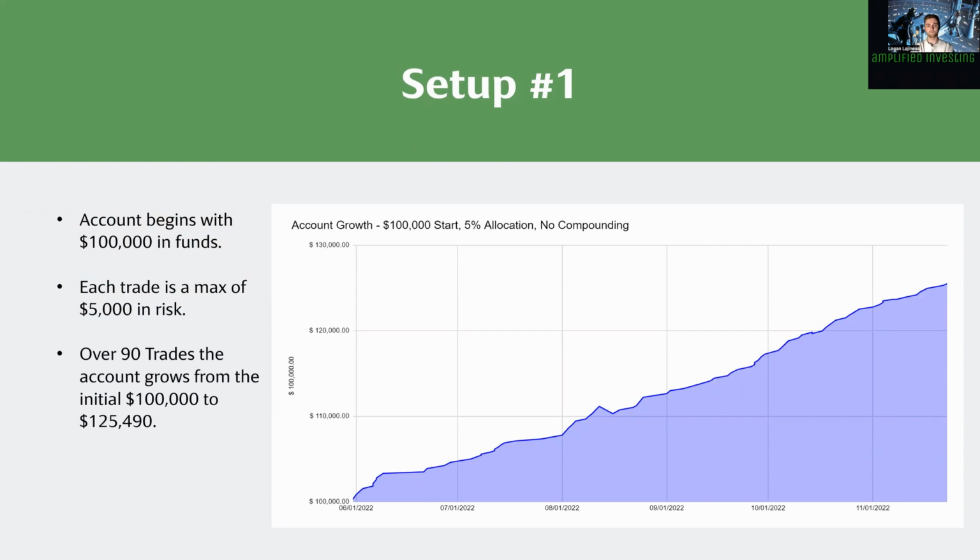And over the entire period of the trade, the account would grow from $100,000 to $125,490. That is an account growth of 25.49%. Now, think back to that first slide we looked at, for this same time period, or at least for this year, the S&P 500 was down 10%. So if you had $100,000 in the S&P 500, you lost money. If you had $100,000 and you just traded 5% of it on this strategy, you made 25% account growth.